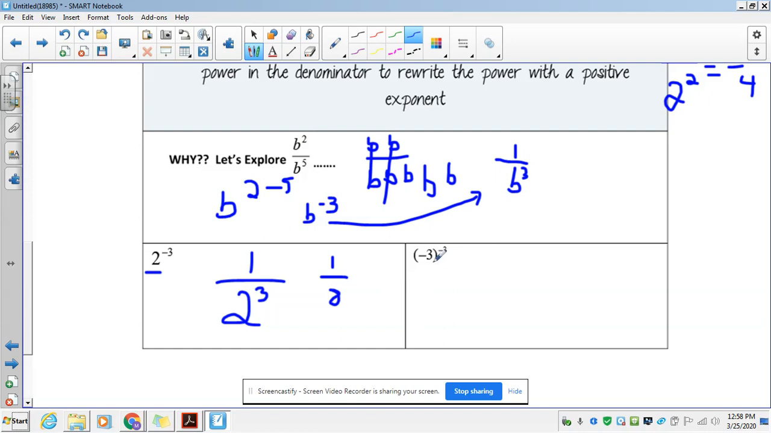Same thing with this one. If I move it down, this would be 1 over -3. You can leave the negative outside on the front or on the bottom, it doesn't really matter. But that 3rd power needs to become positive there. And there is your answer.